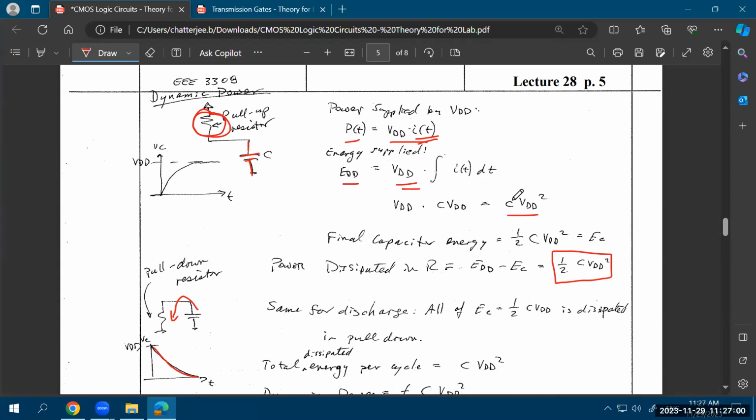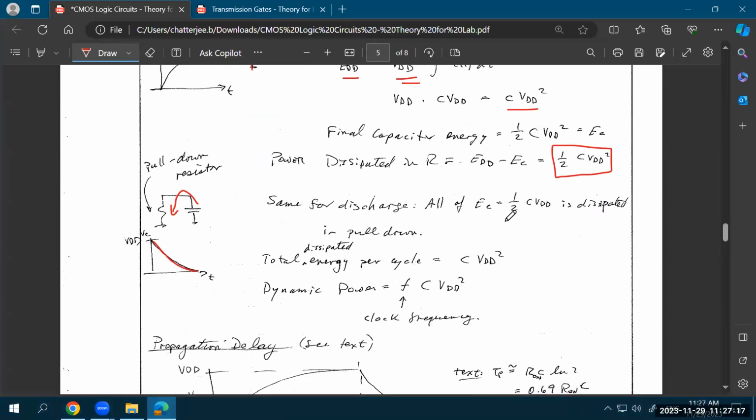That is equal to half CV squared, because you supply the full CV squared energy, but only half CV squared gets stored in the capacitor. The rest of the half CV squared is dissipated in this resistance. And again, you can do this integration to prove the half CV squared or the CV squared formulas over here. Similarly, when you are discharging the capacitor, the half CV squared that is stored in the capacitor will be discharged.